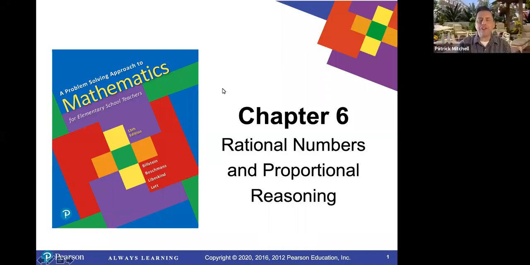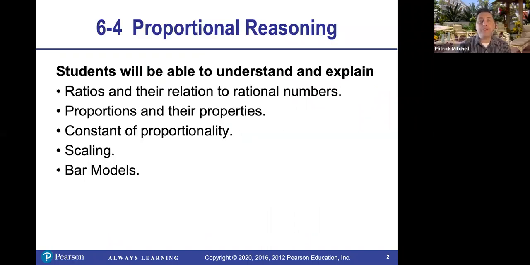We're finishing up Chapter 6 today on rational numbers and proportional reasoning. And today we'll be talking about proportional reasoning. We'll talk about ratios and their relation to rational numbers, proportions and their properties, constant of proportionality, and we'll talk about scaling and bar models.